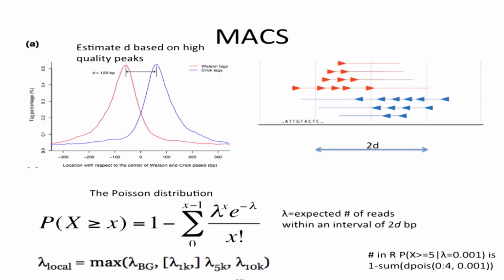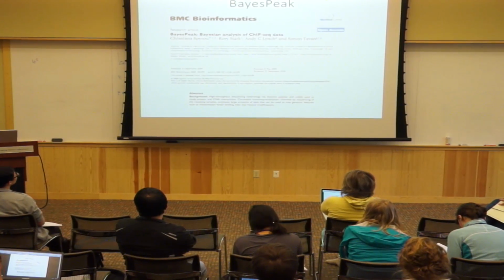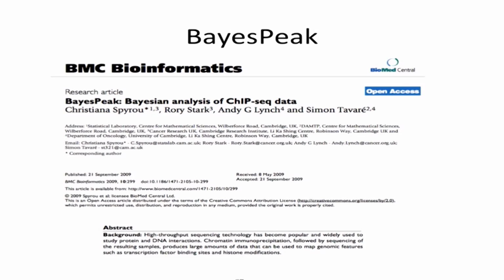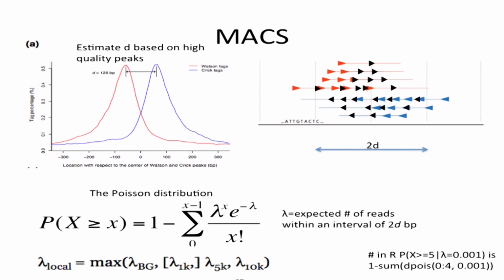That's basically what MACS is doing. Yeah, and this is the peak caller that you're going to use tomorrow in the lab, that Matt is going to teach you how to use. It's a different way to call peaks, using a hidden Markov model. It's a bit more complicated.